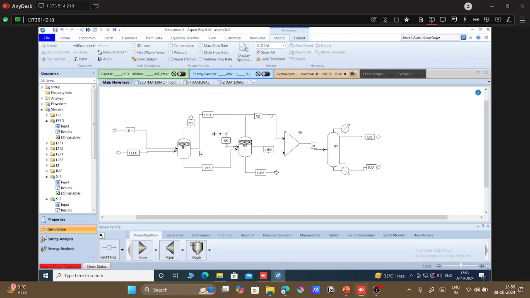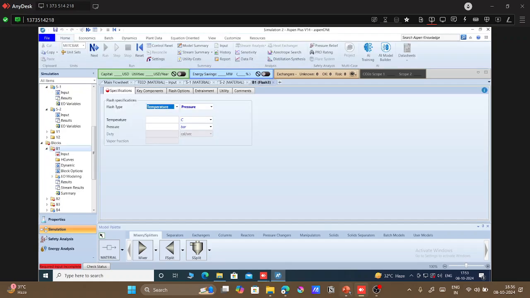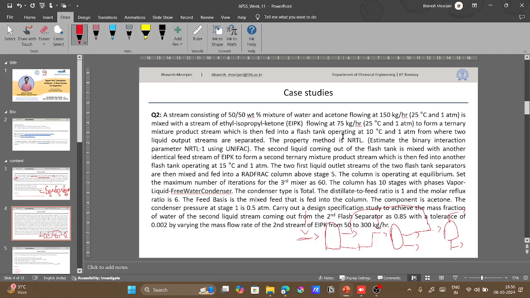Now we have to provide the details of this flash. So for that, what has been mentioned to us is that they are fed into the flash tank, where the first flash is operating at 10 degree centigrade and 1 atmosphere. From there, two liquid output streams are separated. The second liquid coming out of the flash tank is mixed with another identical feed stream of EIPK to form a ternary mixture, which is fed into the second flash tank at 15 degree centigrade and 1 atmosphere.